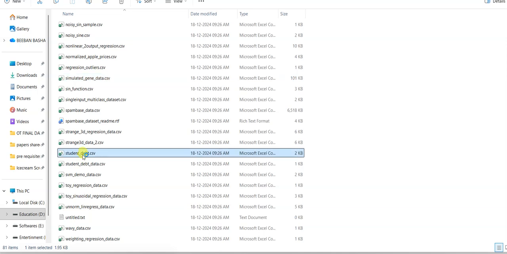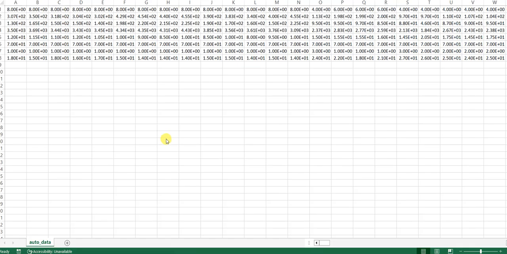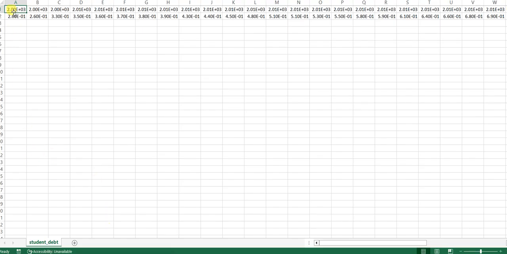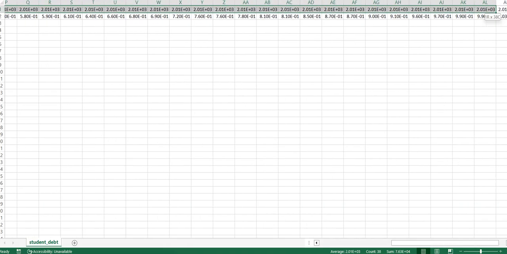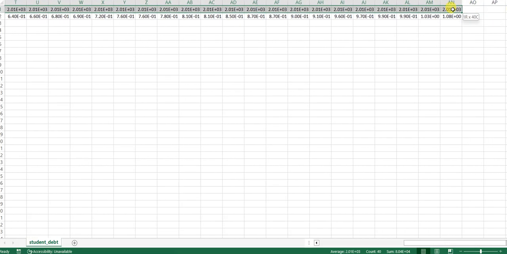Student data set. This is the student learning data set. Actually, it is given in two rows: one is the X value, another one is the Y value. Up to this, there are totally 40 students. In the textbook we checked only for 5, but here 40 students' data sets are given, 40 X values and 40 Y values.